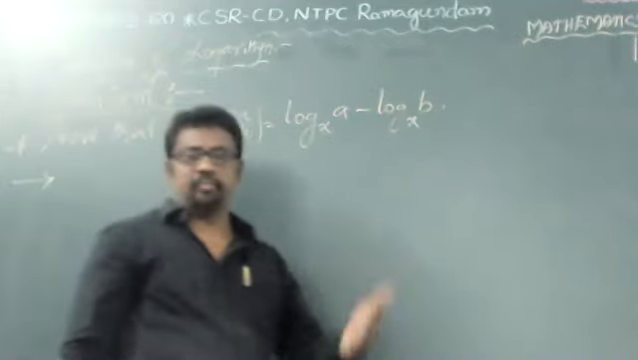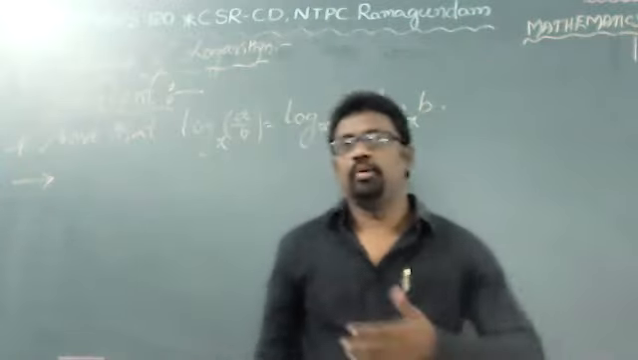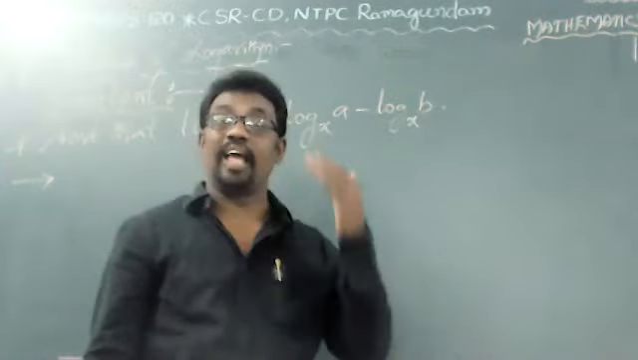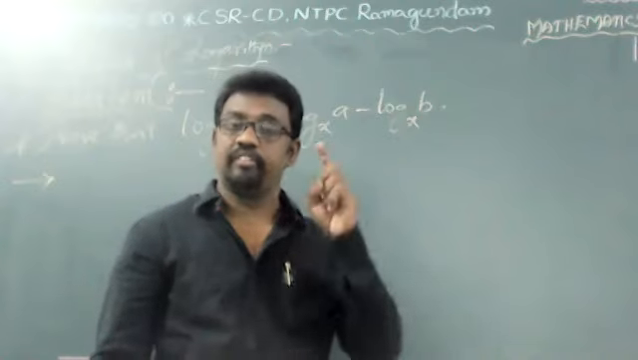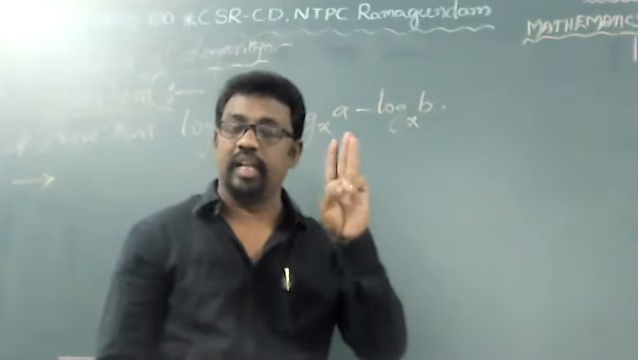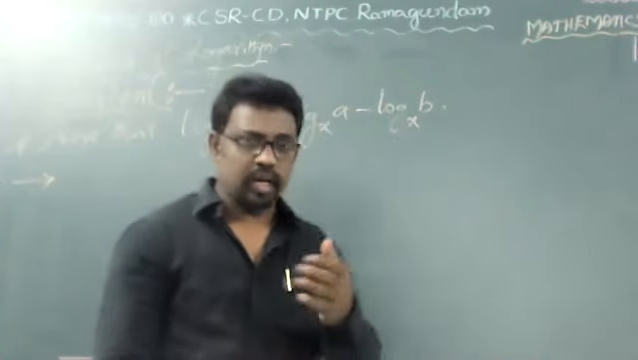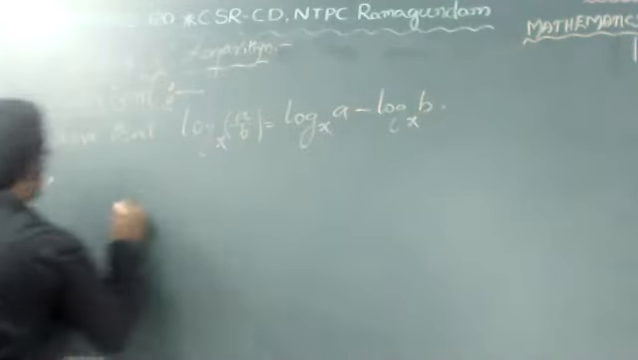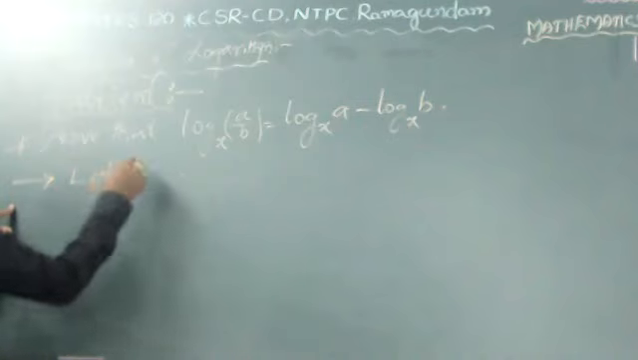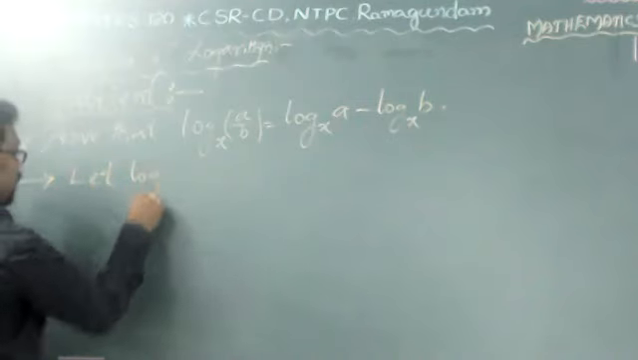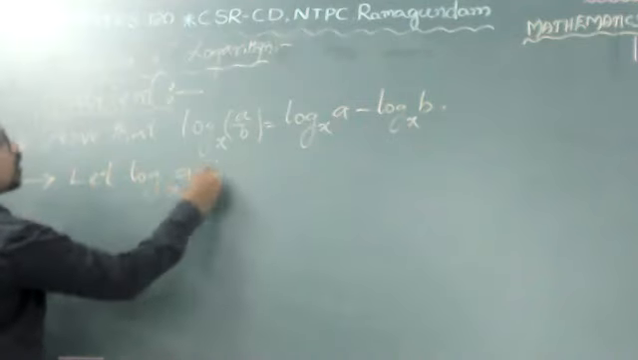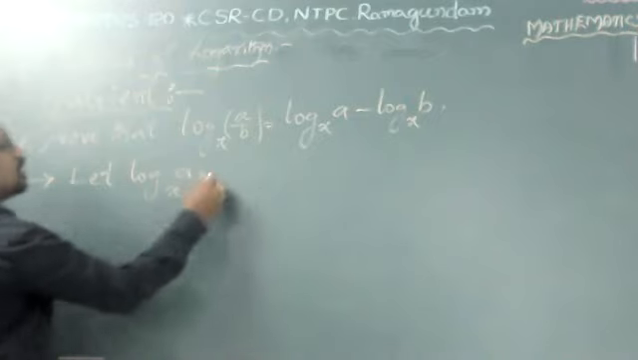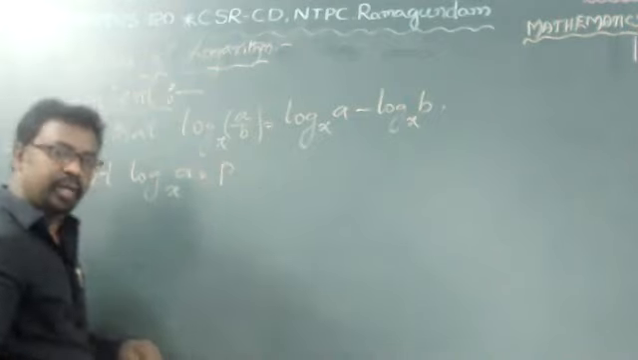How we did the first problem, the product of the logarithm, like that only we have to do: first equation, second equation, till third equation. Let us see here, what is that RHS part? We will go with the RHS first. Let log A to the base x be equal to P.